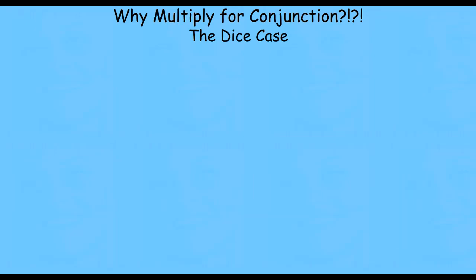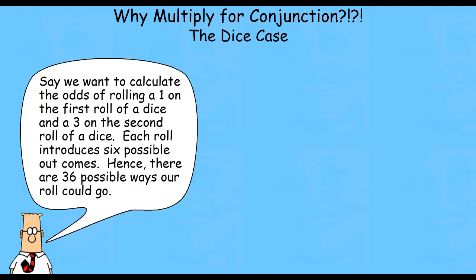Now you might think to yourself, well, why are we multiplying for conjunction? And you can see how and why we multiply just by looking at a simple case. So say we want to calculate the odds of rolling a 1 on the first roll of a die and a 3 on the second roll of a die. Now each roll introduces 6 possible outcomes. And so there are 36 possible ways our world could go, 36 different combinations of values on our rolls.